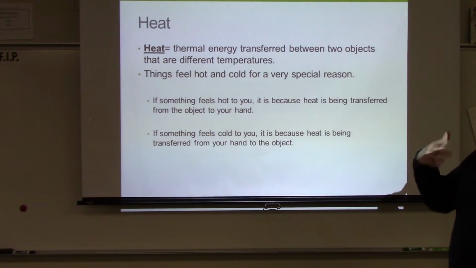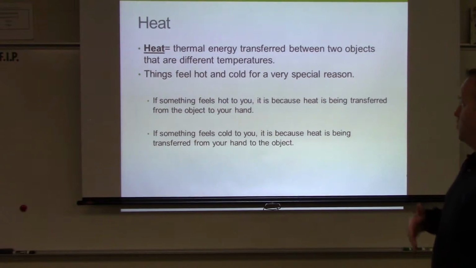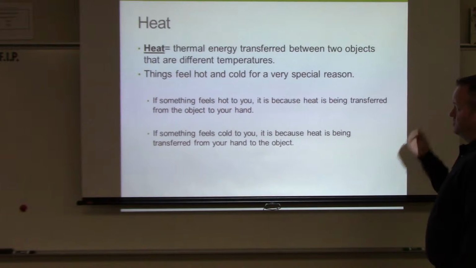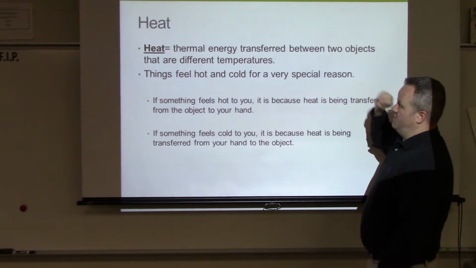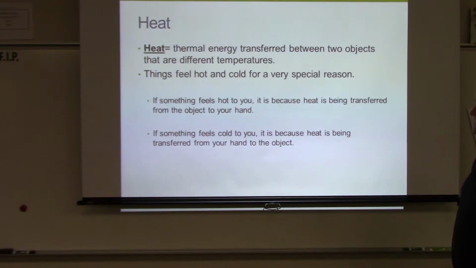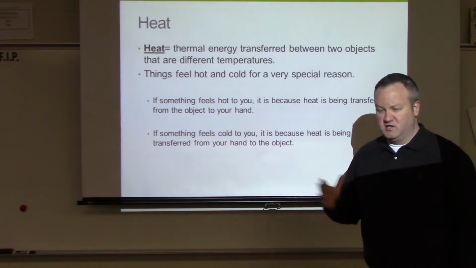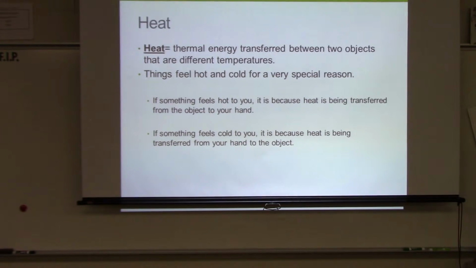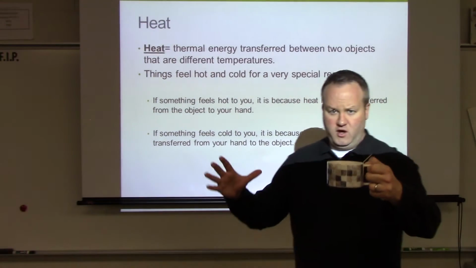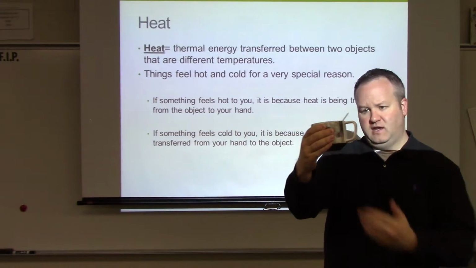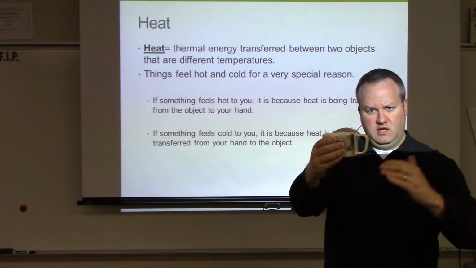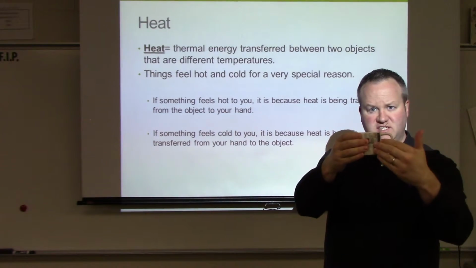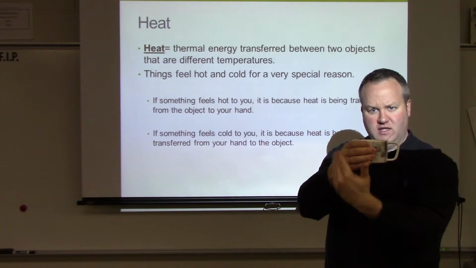So, looking at the word heat, we use that word a lot. We use it in a way that's not exactly accurate. But if we want to be precise, the definition of heat is thermal energy transferred between two objects that are different temperatures. So if something is going to feel warm to you, that's because it has more thermal energy than you have. The cup of hot chocolate has more thermal energy than my hand. Therefore, the cup of hot chocolate feels warm to me. Energy is actually leaving the hot chocolate and going into my hand.